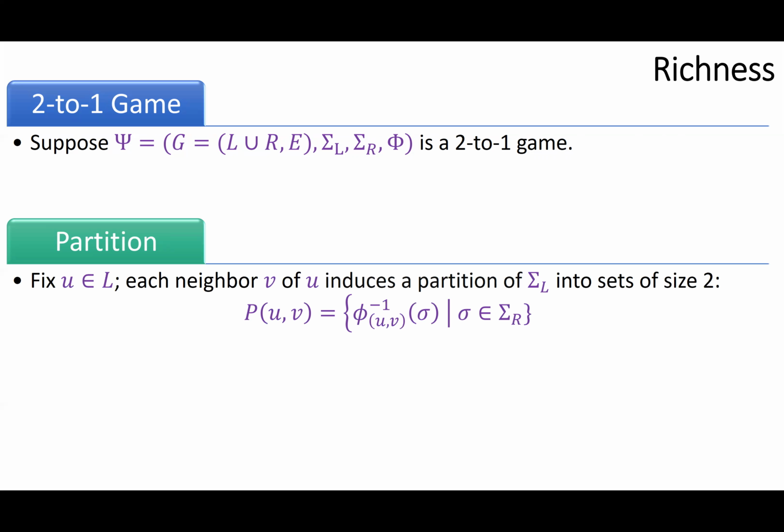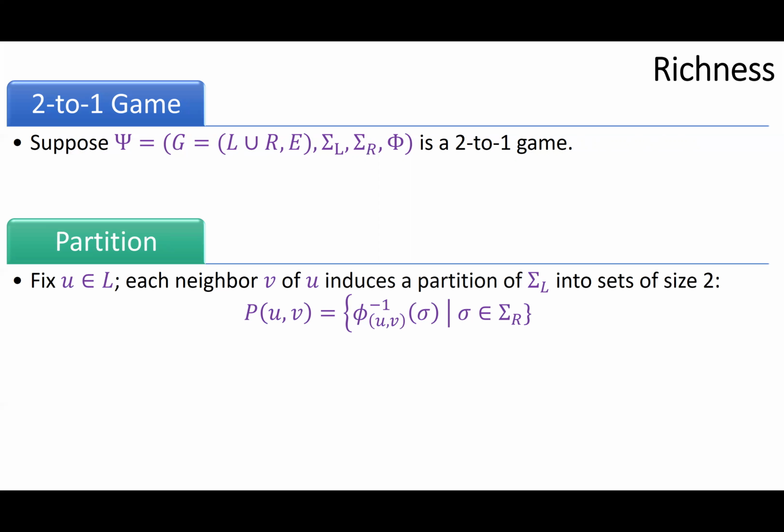And why is that? Well, look at all alphabet elements of sigma R and look at all the preimages of them according to the 2-to-1 map between u and v. So for each sigma, there are 2 preimages. So this collection of preimages is a partition of sigma L into sets of size 2. Okay, so this is simply the partition that u and v define.